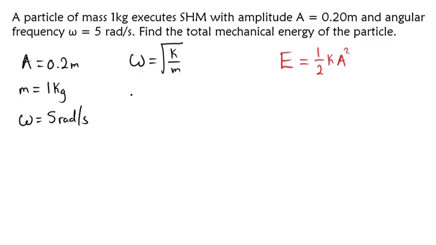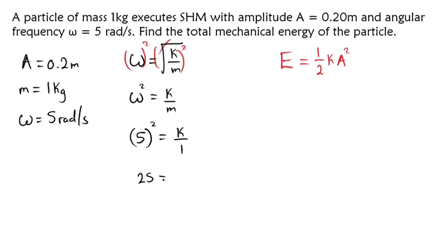Now, if I square both sides of this equation, the square root cancels the square. This leaves me with omega squared equals K over M. Now, what is omega? Omega is 5. And what is K? That's what we want. The mass given is 1. So this gives us 25 equals K. So our spring constant is 25 newtons per meter.